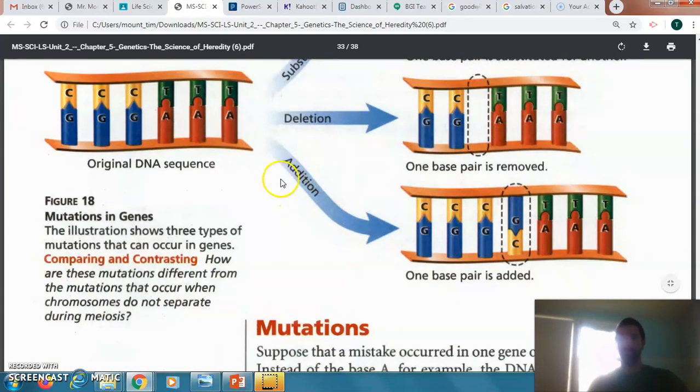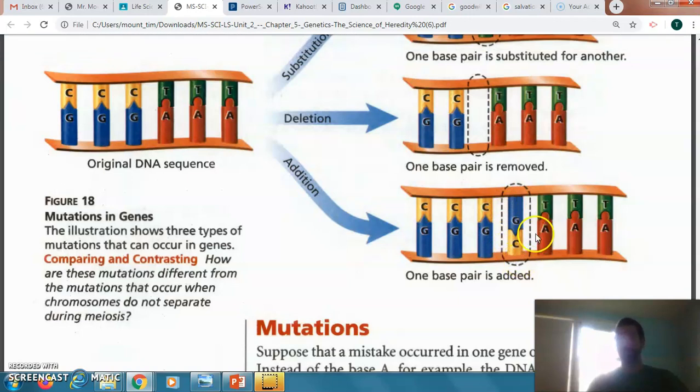And then next one here is addition. So it's going to be one base pair is added. So there's the original. Here is the added one here. Okay, so something would possibly show up, but there would be some type of mutation. Remember, sometimes a mutation can cause no change in the organism.